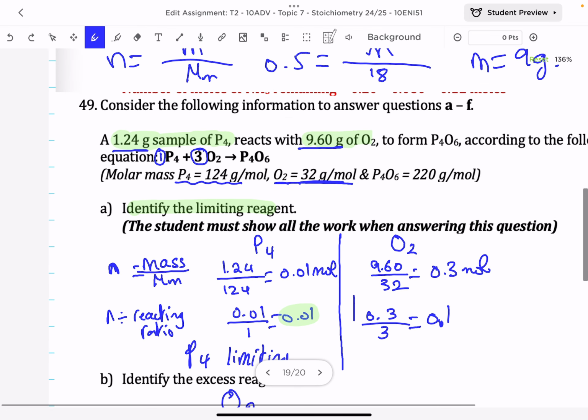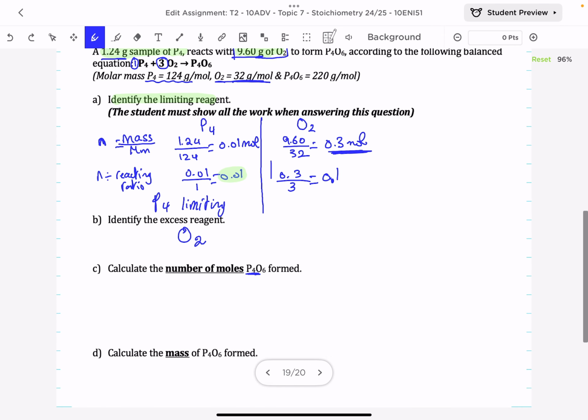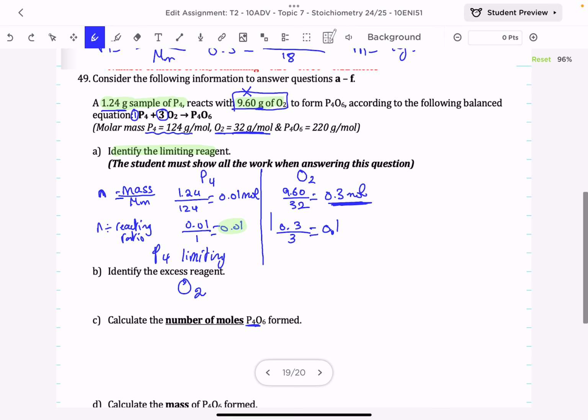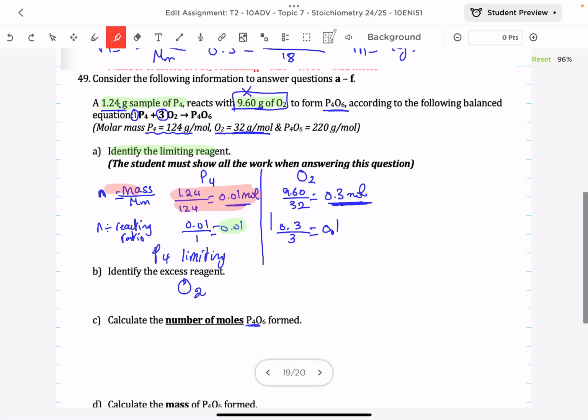So who's the excess? O2. Meaning that whenever you do calculations, this value cannot be used. I cannot build my calculations with this number. Now look at the next question. Calculate moles of P4O6. I can start from the mass, but I did find the mole of that mass. So instead of repeating the first step, it's already done over here. You build your calculation using this value.